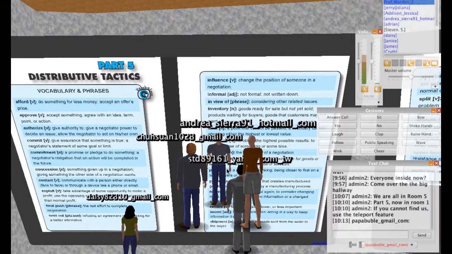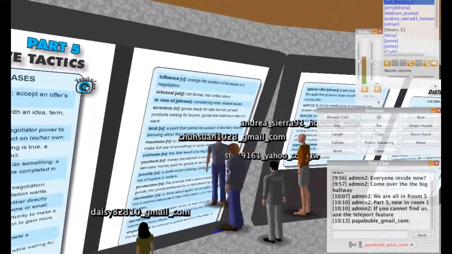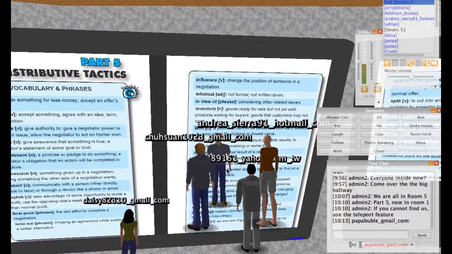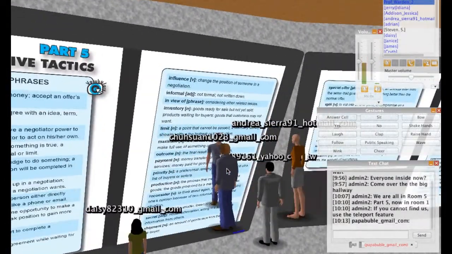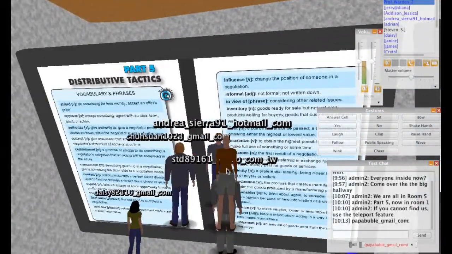I don't want to make any commitments. I cannot do anything until I have authorization. I cannot do this until it's approved. Let me tell you my secret information, even though it's not secret. And we don't have much time left. We have to have a final push. So you see, all of these words I'm saying come from this list, and all of these words are kind of distributive. That means win-lose, pushing to get something and trying to not give up something.